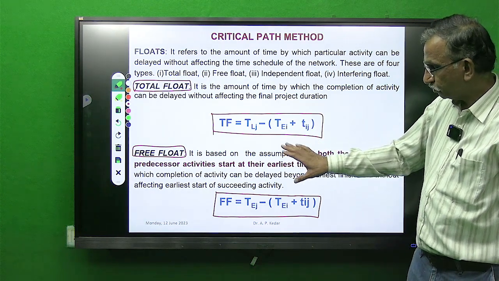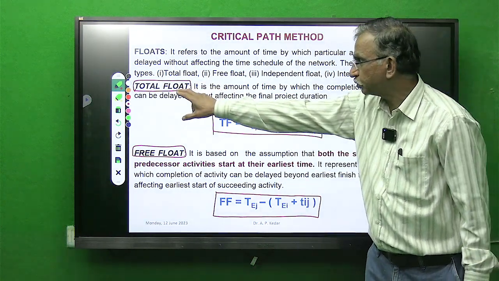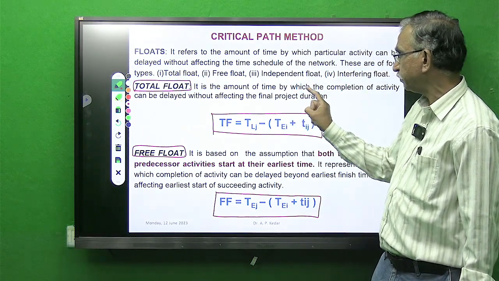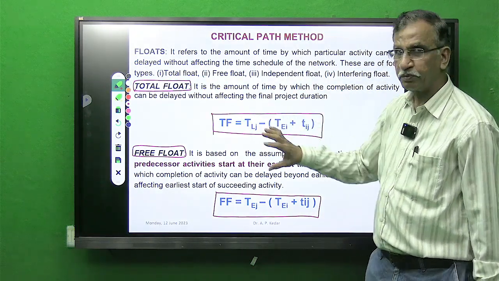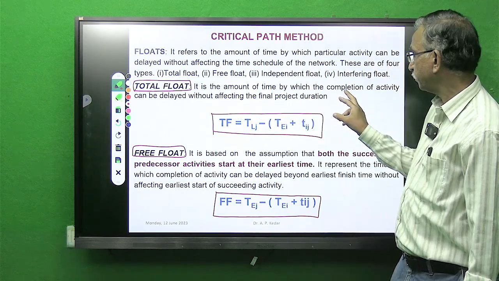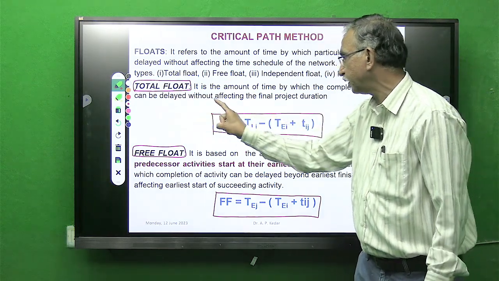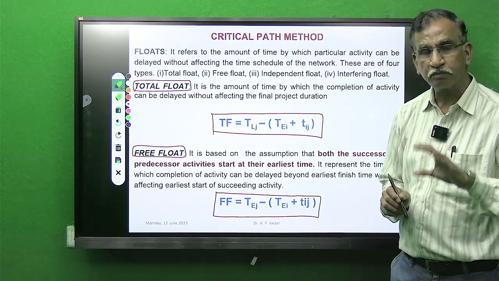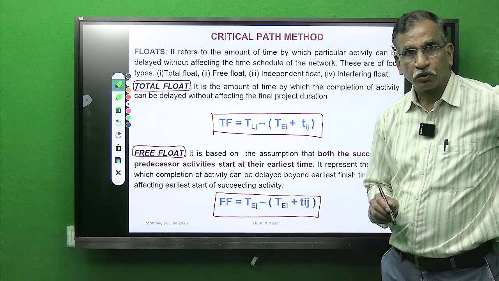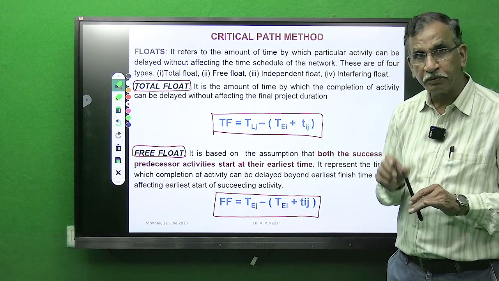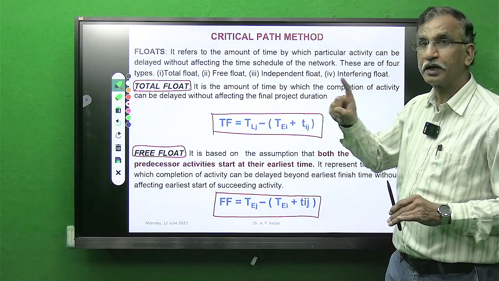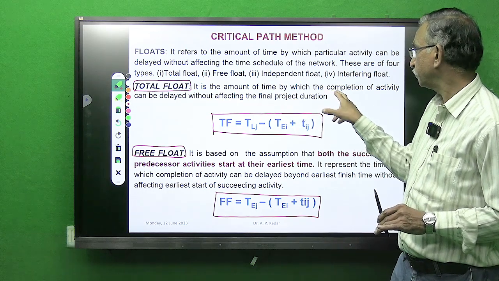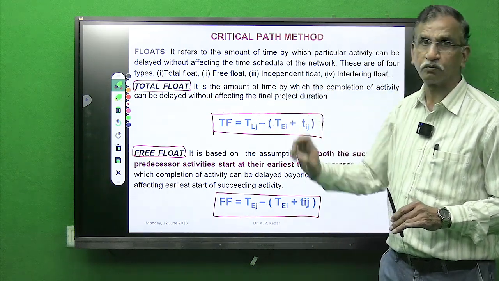First, I will show both the slides pertaining to types of floats. First is total float. It is the amount of time by which, total being a combination of all, completion of an activity can be delayed without affecting the final duration. If any activity has a non-zero value of total float, it means that activity can be delayed by an amount equal to total float.